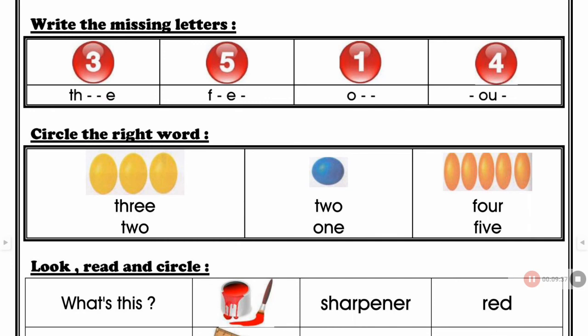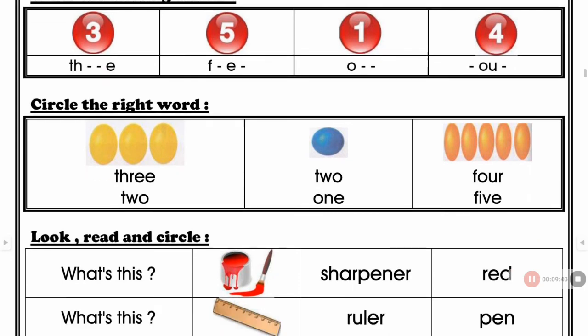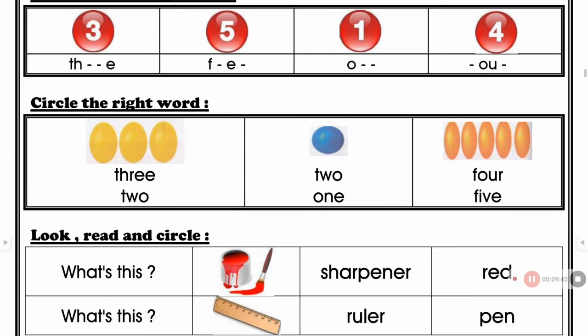Number three, look, read, and circle. What is this? Look at this picture. What color is this? Is it a sharpener or is it red? What is this? It's a ruler or it's a pen? It's a ruler, yes.